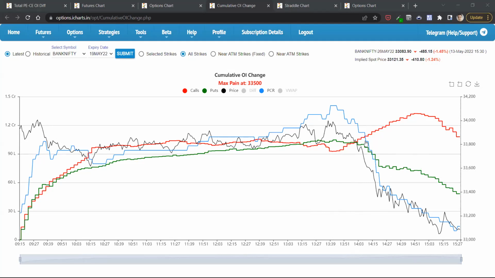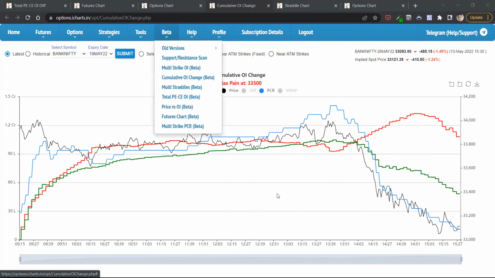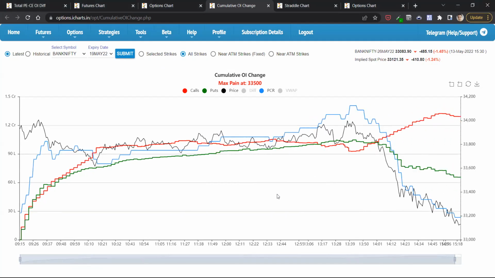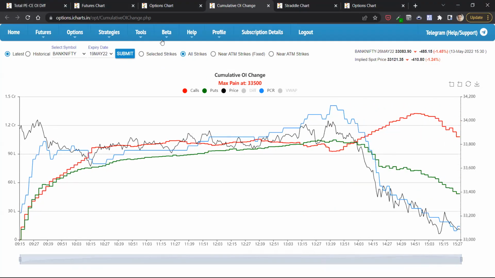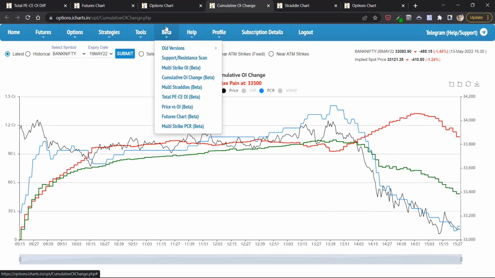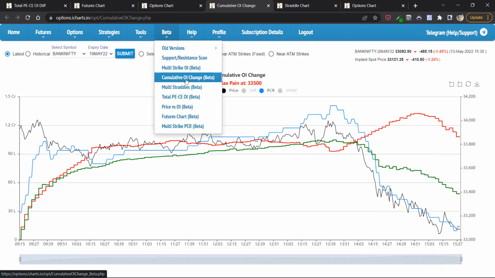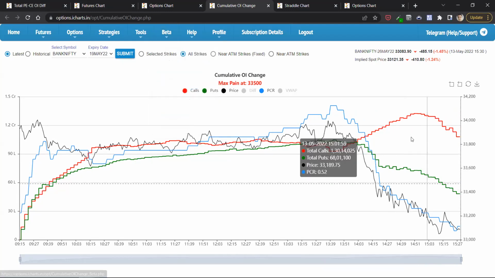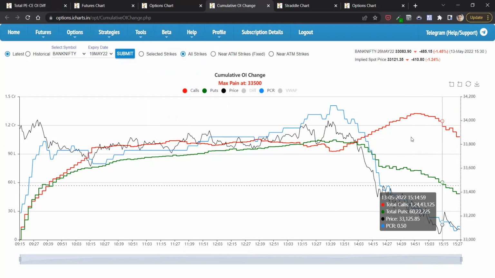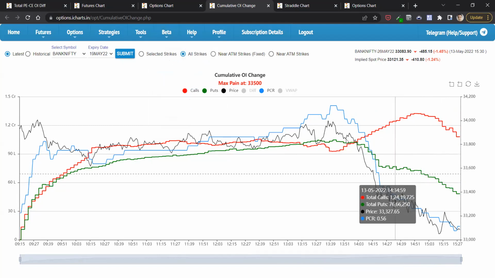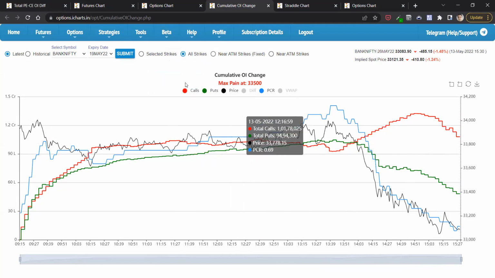I generally use the cumulative OI change of the beta option. Which one would you suggest, the beta option or the normal option? The beta option is only different in that the axis is dynamically adjusted. That is the only difference. Beta has a space on the right side. So yes, you can use that, because we are going to make this live anyway. Everything else is the same.